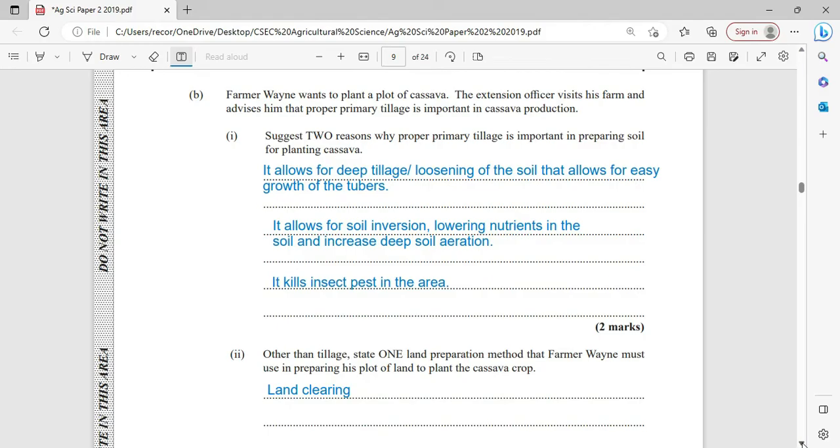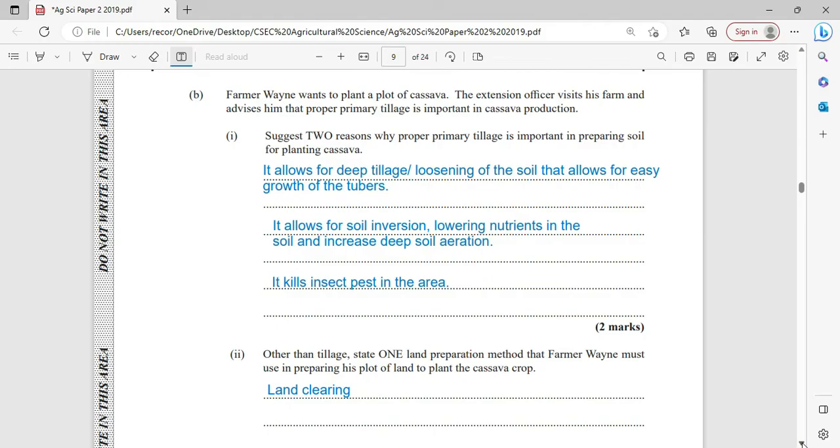Now, there are other things that primary tillage would have done, but it might not be applicable for the need of planting cassava. For example, primary tillage will bury debris, biodegradable material, or whatever material is in the field. However, biodegradable material would have been more suited in adding nutrients to the soil.